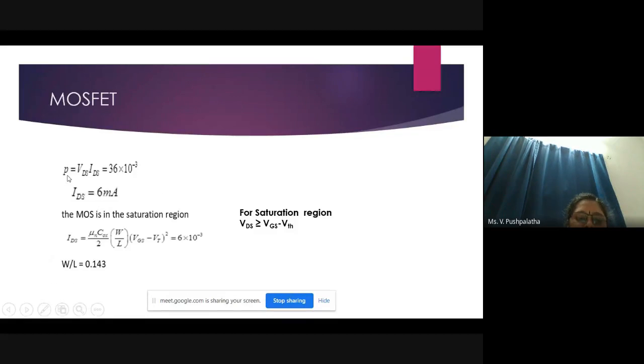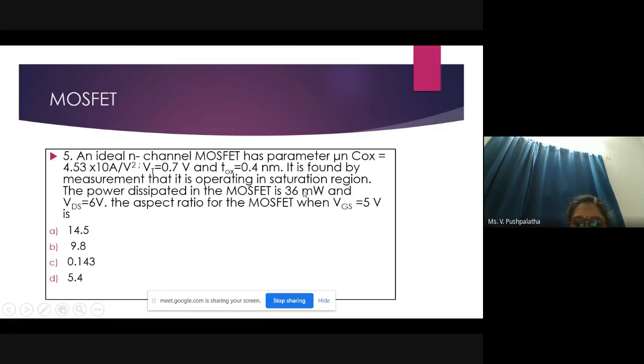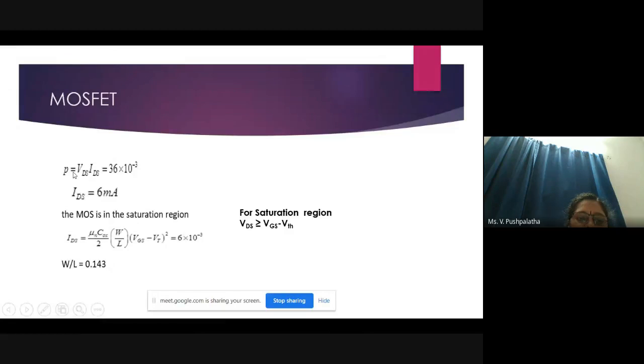See, they had given power. So power value what they had given is 36 milliwatt, right? So P equal to VDS into IDS, right? Power is given as 36 milliwatt, and they had given VDS value as 6, right? So my IDS is equal to 6 milliamps, right? Now it is clearly stating that the MOSFET is in the saturation region, right? For saturation region, I told you that VDS should be greater than or equal to VGS minus VTH, right?